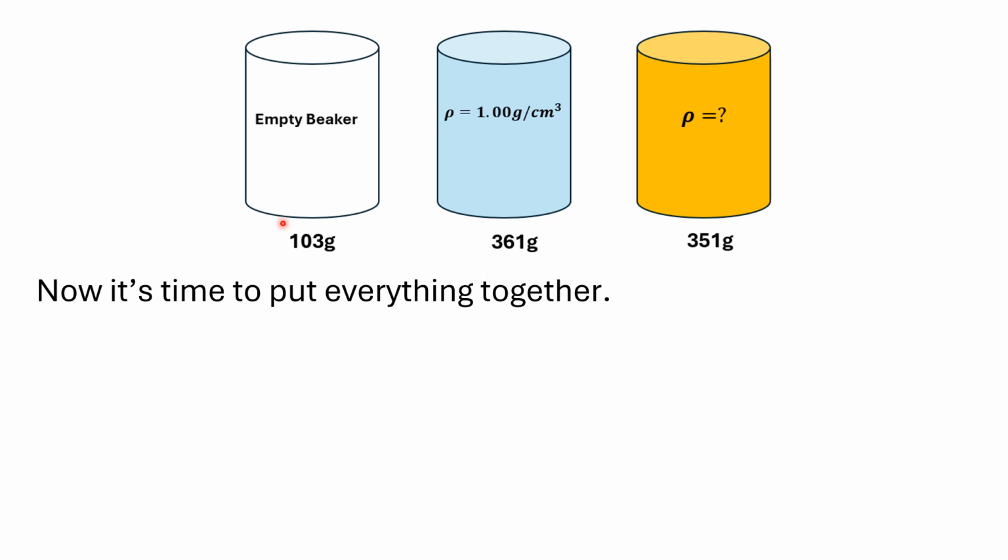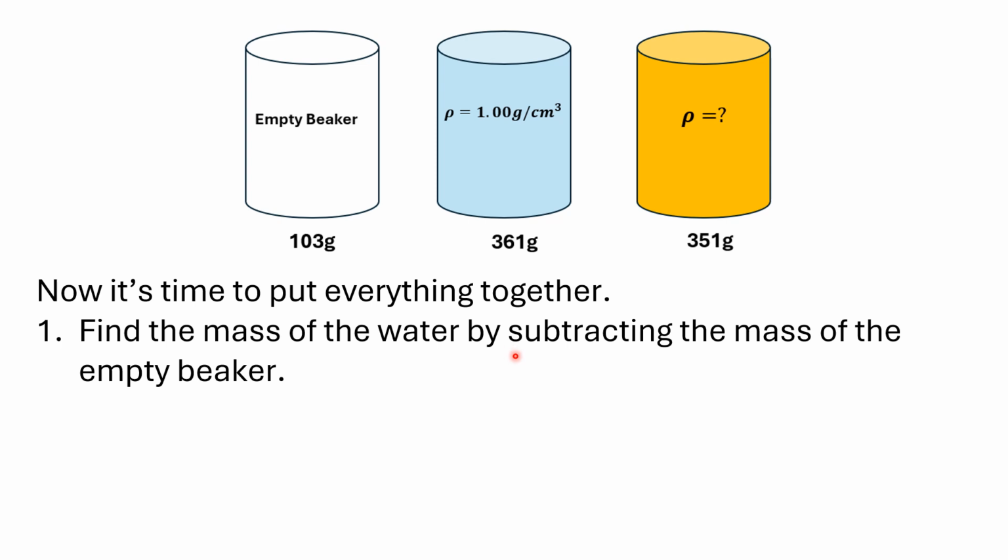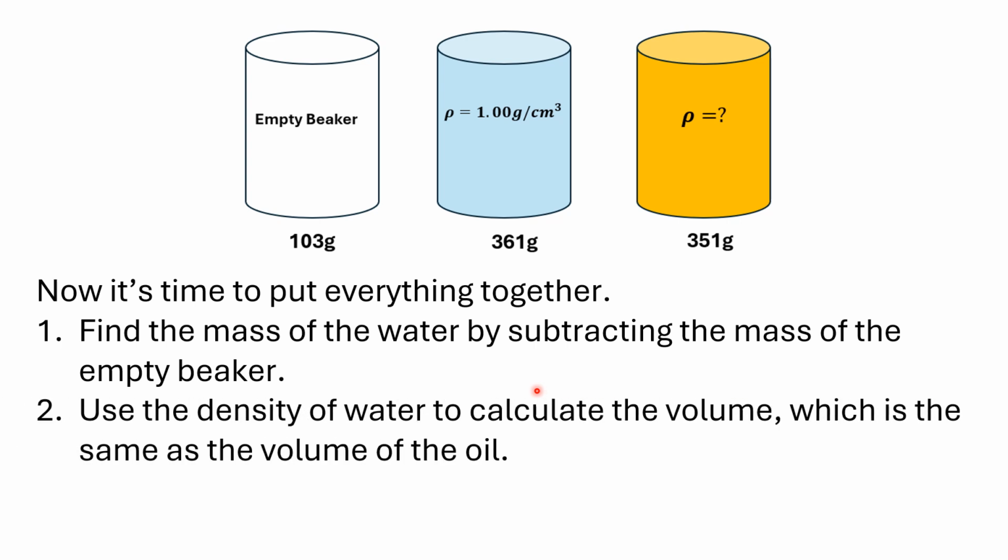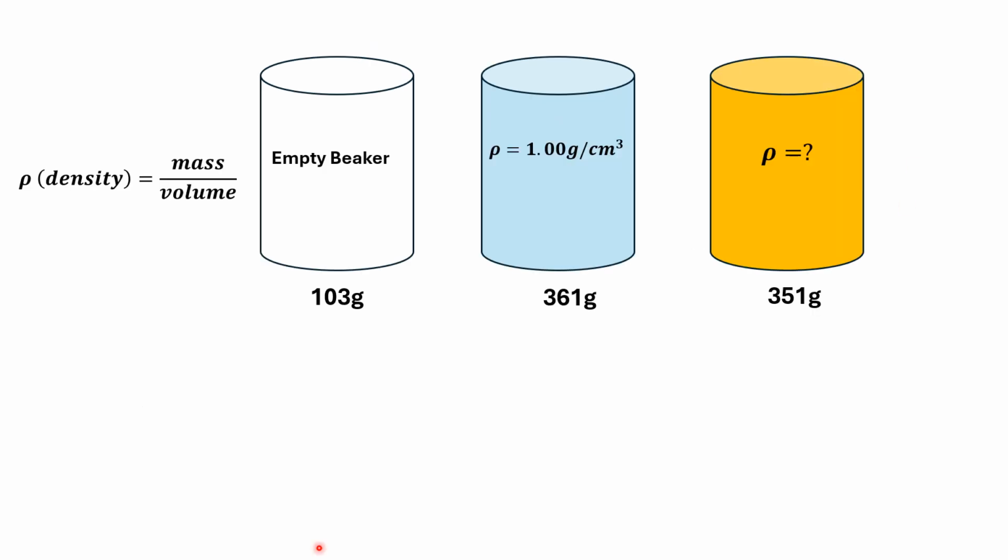Now it's time to put everything together. Find the mass of the water by subtracting the mass of the empty beaker. Use the density of the water to calculate the volume, which is the same as the volume of the oil. Then calculate the oil density. Boom! Mystery solved! We are now official density detectives. Are you ready for some calculations?